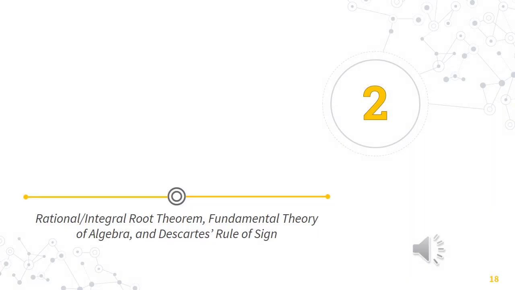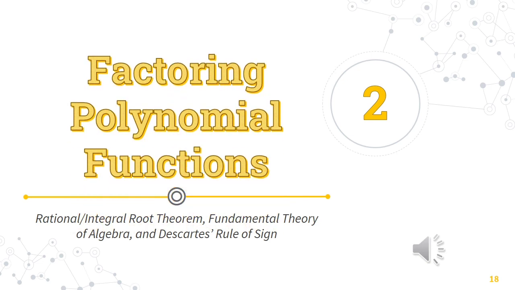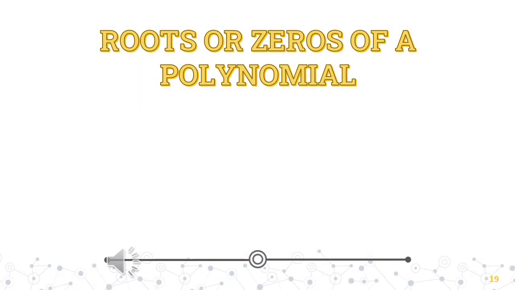Moving on to the second part of our discussion, we will have factoring polynomial functions. In this part, we will discuss the rational and integral root theorem, the fundamental theorem of algebra, and the Descartes Rule of Signs. Let us start with the idea of the roots or zeros of a polynomial.